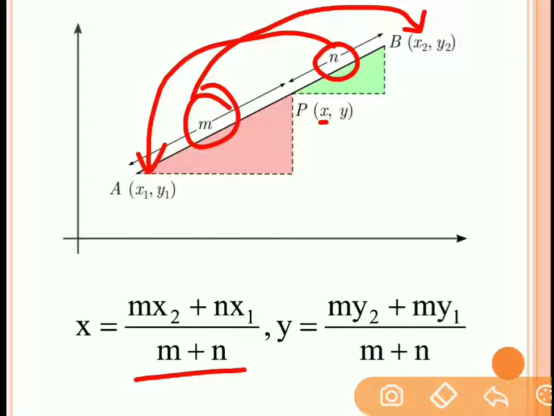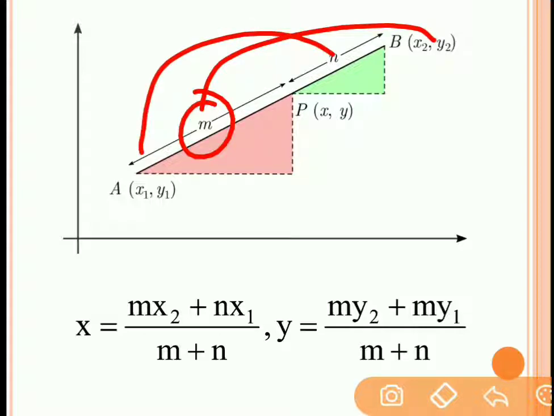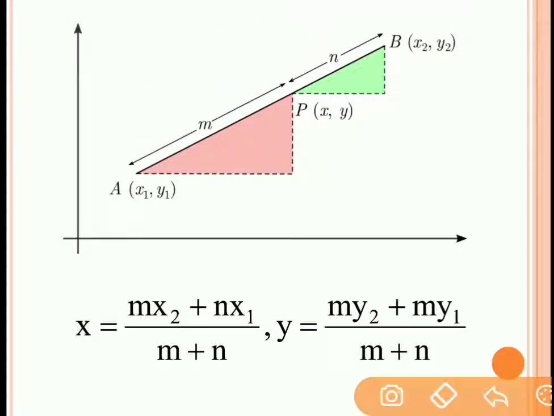Similarly, to get the y coordinate, you have to multiply m with the y coordinate of the point B plus n into the y coordinate of the point A. So you will get the value of the y coordinate as (m y2 plus n y1) upon (m plus n).